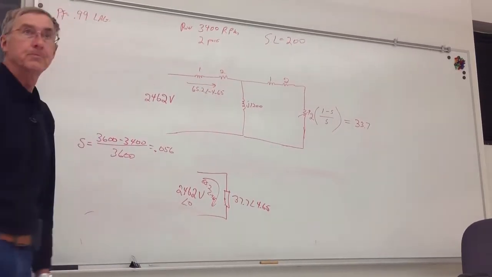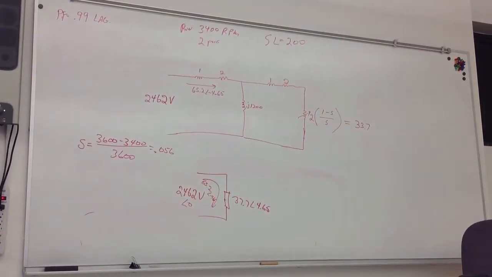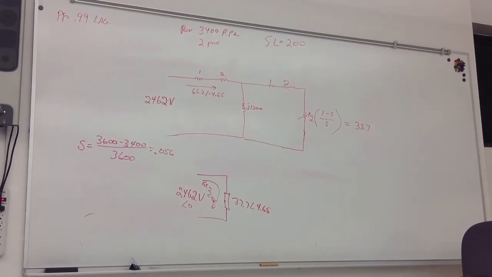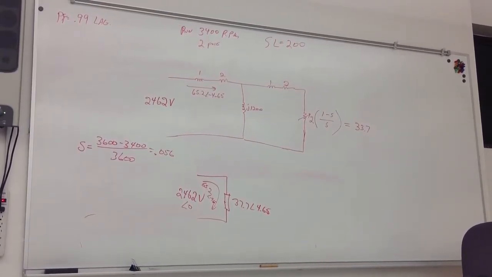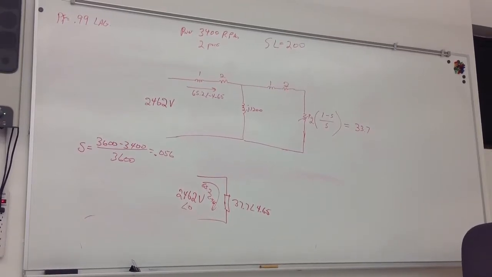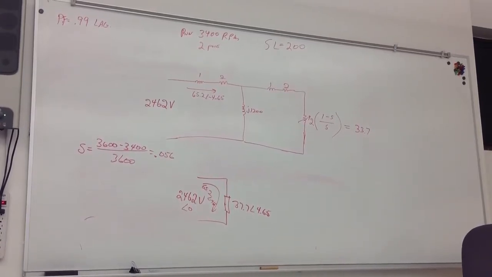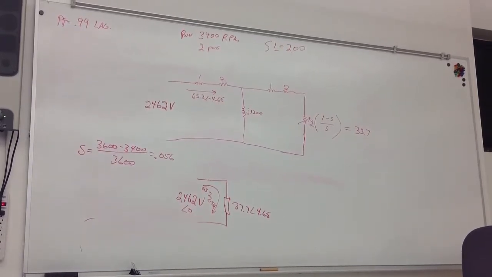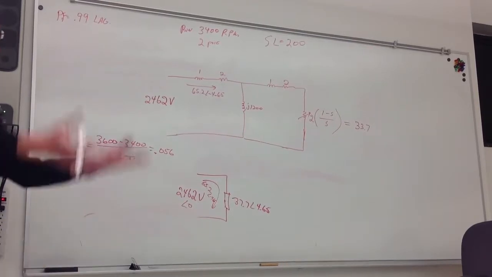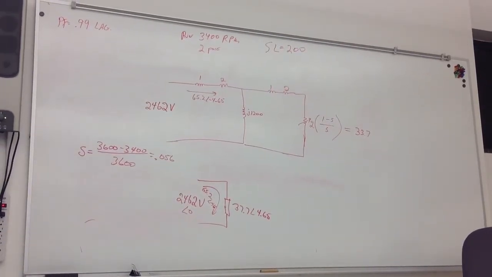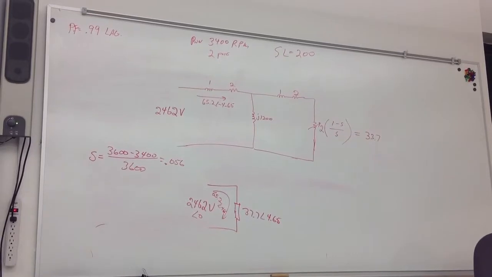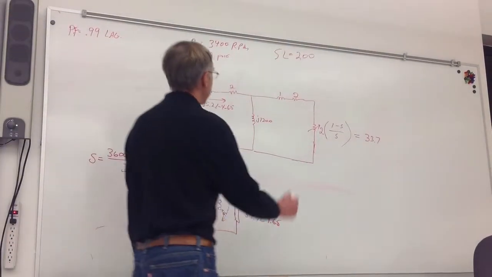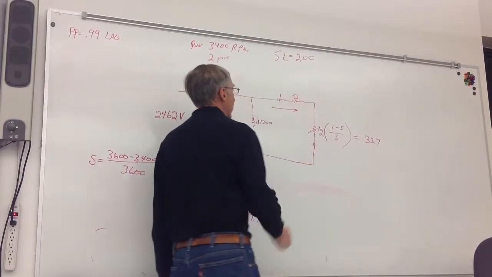So now what do I do? Find the current going through the other branch. I got to do something before I do. How do I find that? Current divider. Yeah, I could use a current divider. Let's go ahead and do that, if you want to go that route.